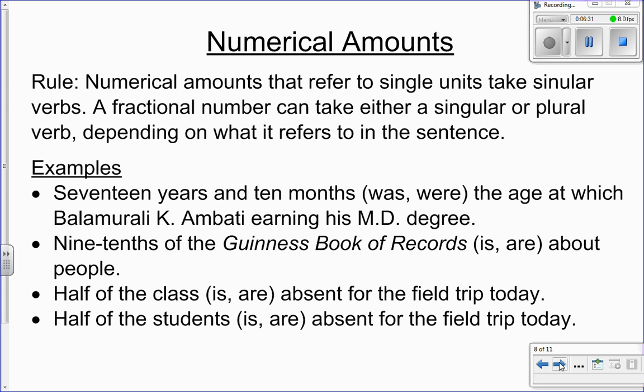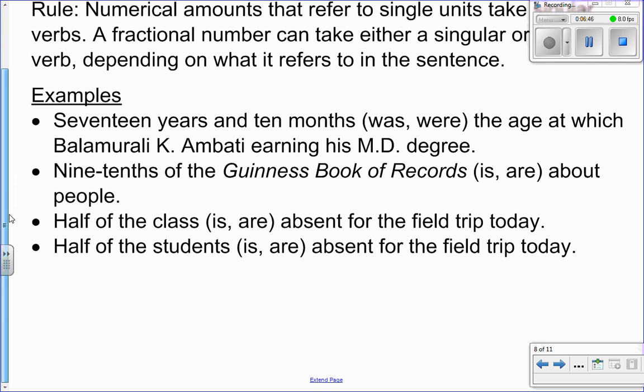Now the next type of tricky subject involves numerical amounts. And the rule is that numerical amounts that refer to single units take singular verbs. A fractional number can take either a singular or plural verb depending on what it refers to in the sentence. So let's take a look at some examples. In the first one, 17 years and 10 months is my numerical amount. It's one chunk of time, so we treat it as if it's singular, and then we take the singular verb was.